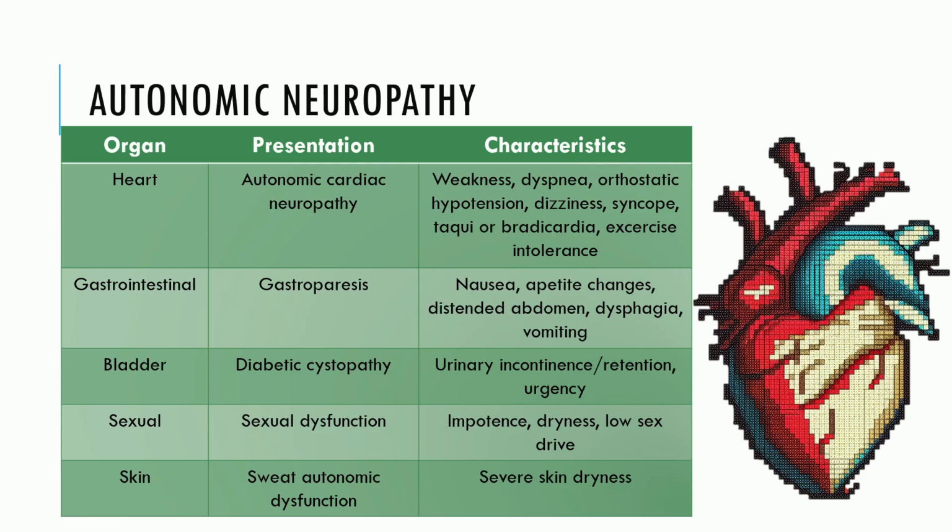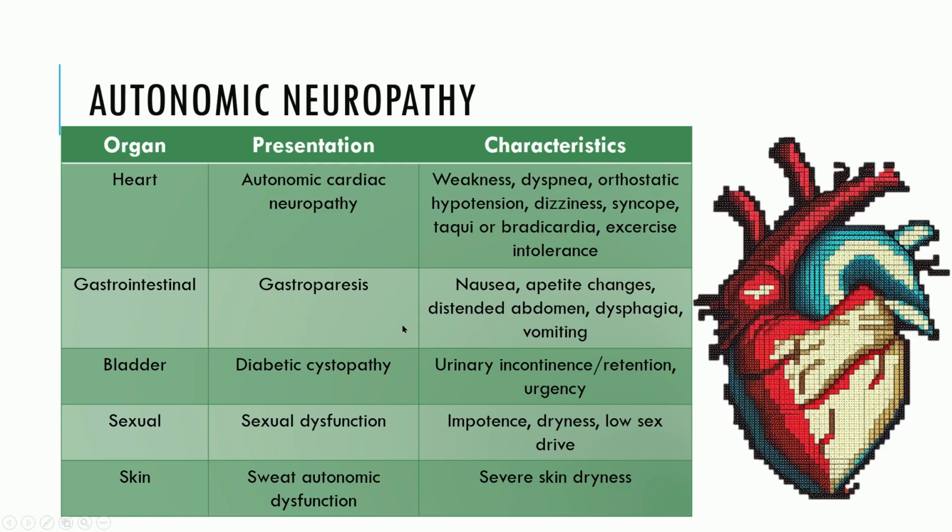Tachycardia or bradycardia, so a heart that is very fast or very slow when it shouldn't be. For example, a patient that starts exercising and then the heart, instead of increasing the pace, reduces the pace, and we have bradycardia. And of course, this all leads to exercise intolerance. Fortunately, autonomic neuropathy is not the first manifestation. We usually find sensitive neuropathy first, and then we are going to start with autonomic neuropathy.